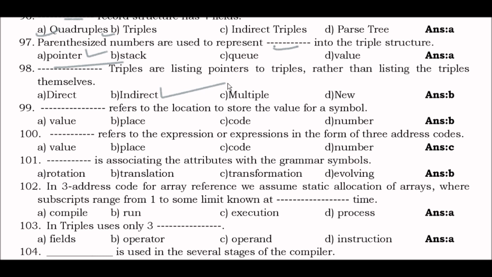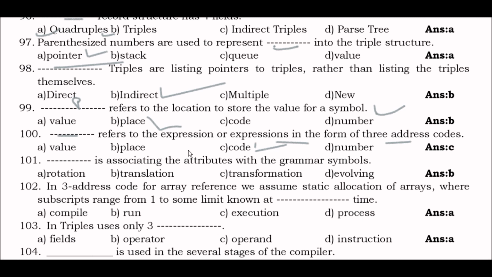Next question. Blank space refers to the location to store the value for a symbol. So here right answer is option B, place. Place refers to the location to store the value for a symbol. Next question. Blank space refers to the expression or expressions in the form of 3 address code. So right answer here is option C, code. Code refers to the expression or expressions in the form of 3 address codes.